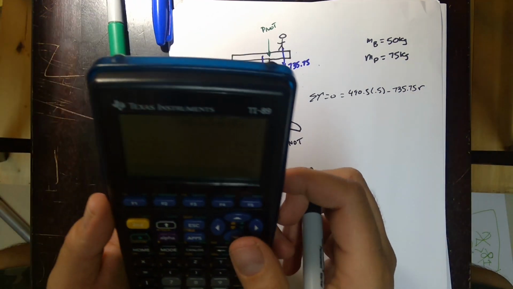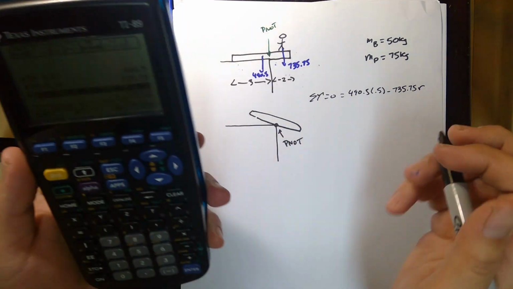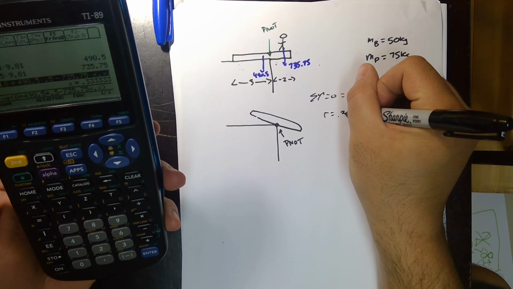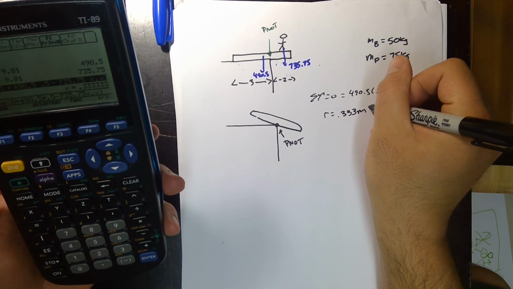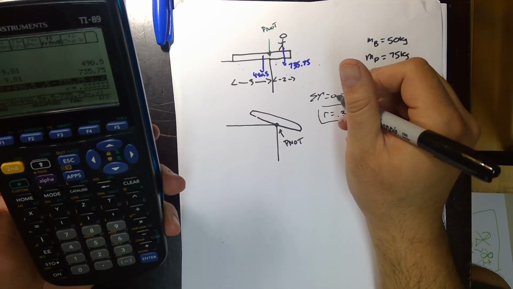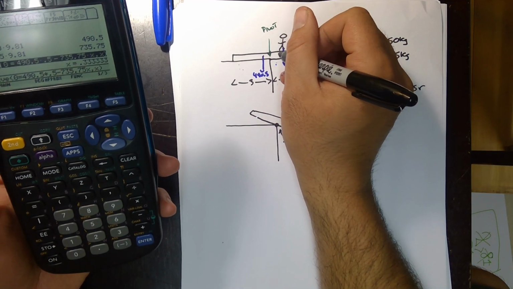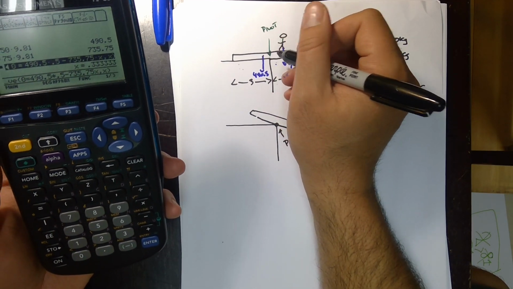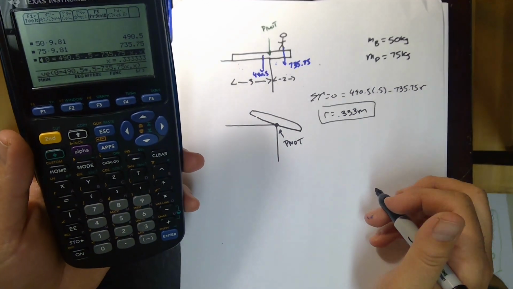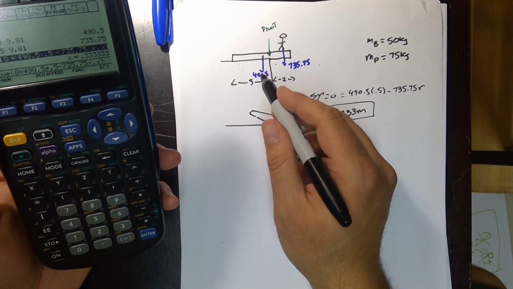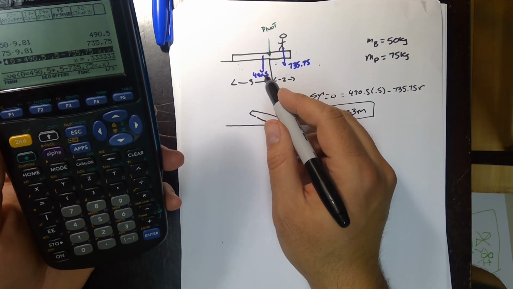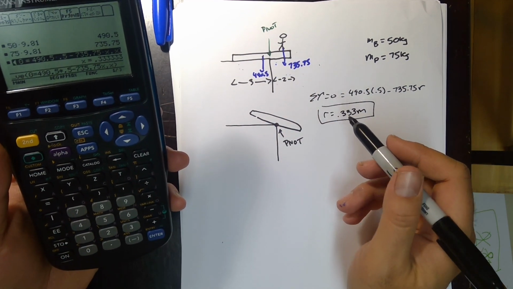What I end up getting is 0.333 meters. Now this is an answer that is from the pivot point. So he can walk 0.33 meters to the right of this pivot. Anything beyond that, his torque will then be greater than the torque generated by the weight of the board, and this is going to begin to tip.